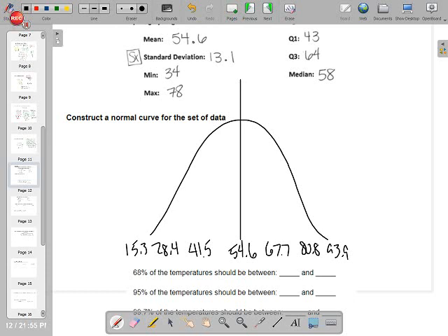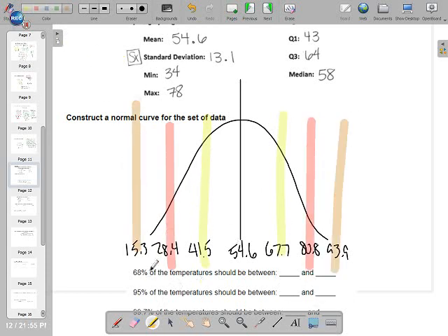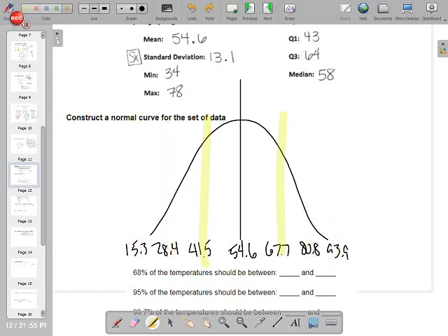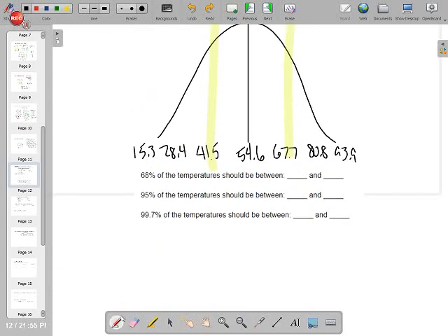But we have what's called the empirical rule. And the empirical rule tells you what percentage of the data you should expect to see between one standard deviation of the mean, between two standard deviations of the mean, and between 3 standard deviations of the mean. If it's normally curved, we should expect to see 68% of the data between one standard deviation of the mean. So that would be 41.5 and 67.7.